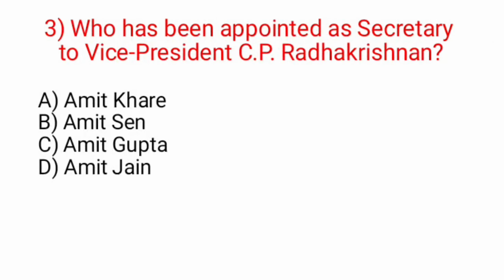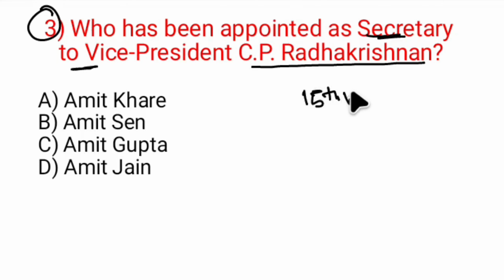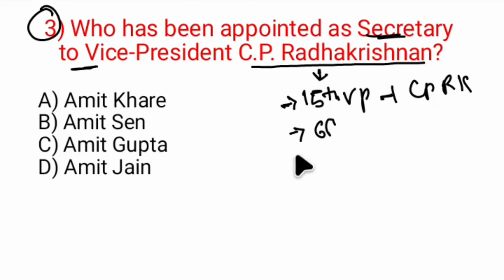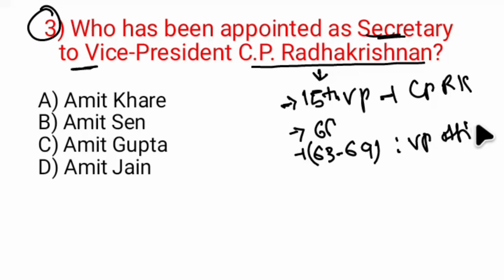And moving forward, question number 3: who has been appointed as Secretary to the Vice President of India, whose name is C.P. Radhakrishnan. On September 9th, the Election Commission of India declared that the 15th Vice President of India elected was C.P. Radhakrishnan. Upon the resignation of Jagdeep Dhankhar, the 14th Vice President, elections were conducted to the office of Vice President. The election procedure is mentioned in Article 66, and from Article 63 to 69, the Vice President's office provisions are mentioned in the Constitution.